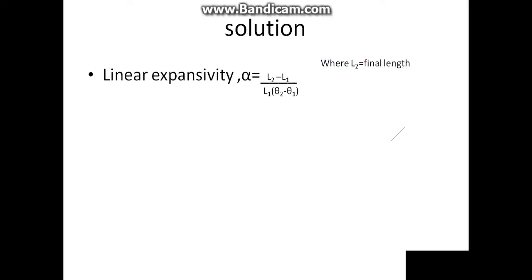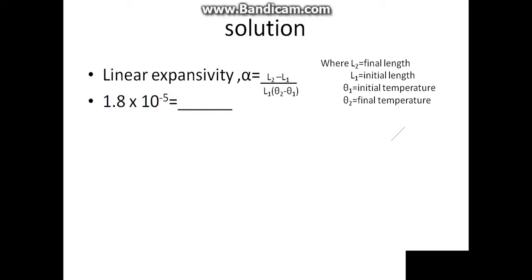Solution. Linear expansivity alpha is equals to L2 minus L1 all over L1 in bracket theta 2 minus theta 1, where L2 is equal to final length, L1 is initial length, theta 1 is initial temperature, theta 2 is final temperature. 1.8 times 10 raised to the power minus 5 is equals to 841.4 minus L1 all over L1 in bracket 35 minus 15.